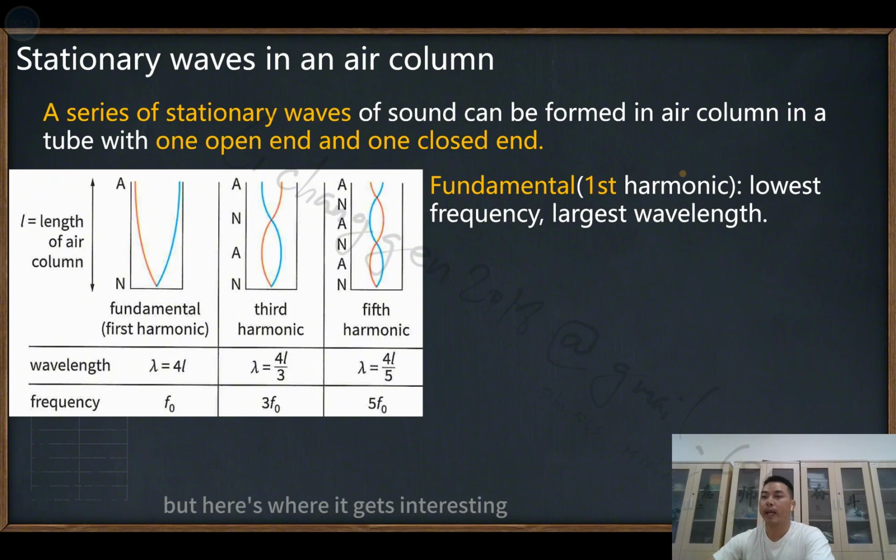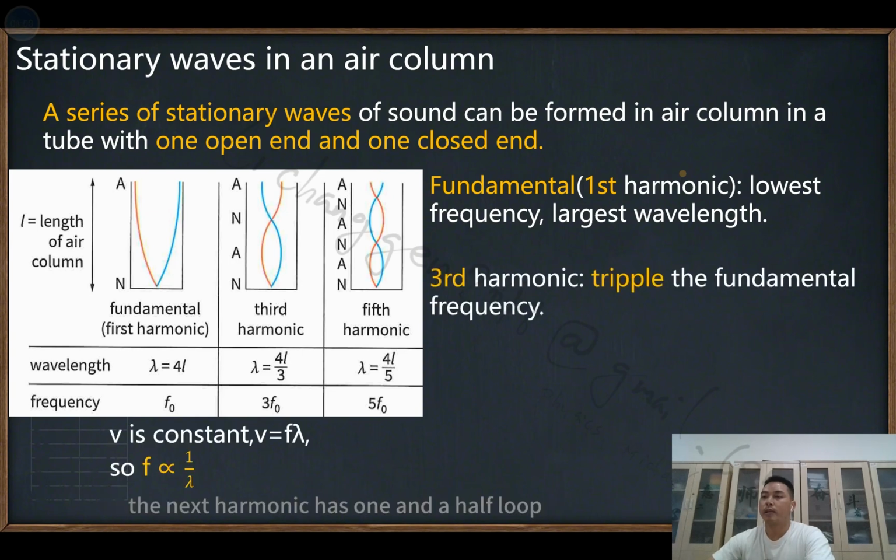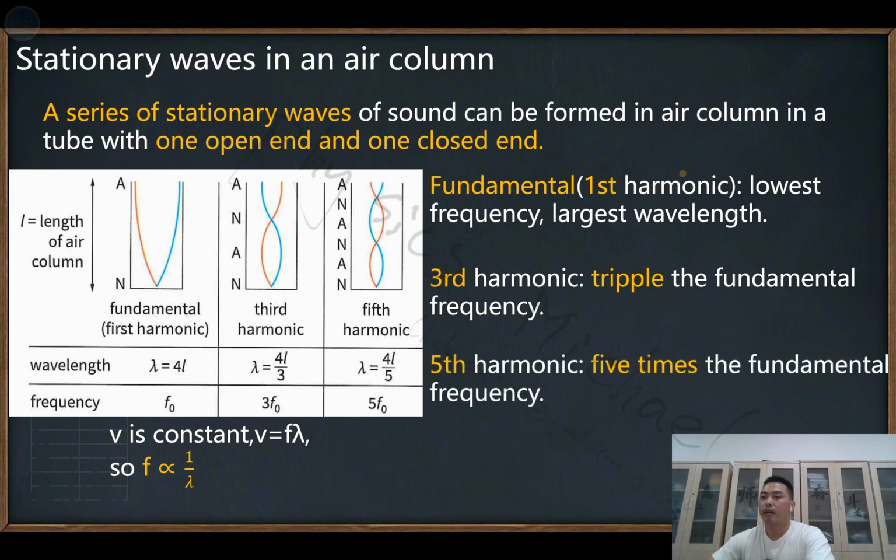But here's where it gets interesting. The harmonics work differently in air columns. After the fundamental, the next harmonic has 1.5 loops, so it has a wavelength of 4/3 of L. Since sound speed in air is constant, the frequency should be inversely proportional to the wavelength, so the frequency is 3 times the fundamental. We call this the third harmonic. And similarly, the fifth harmonic has 5 times the fundamental frequency.